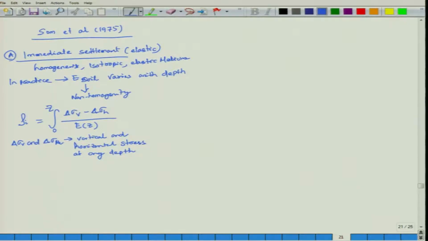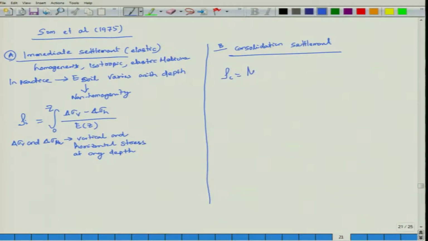Similarly, if you come back to consolidation settlement, in consolidation settlement, if I calculate, rho consolidation is equal to mu integral 0 to z of mv1 delta sigma z dz. Mu is your, in this case, pore pressure correction factor. MV is your coefficient of volume compressibility from standard consolidation test.